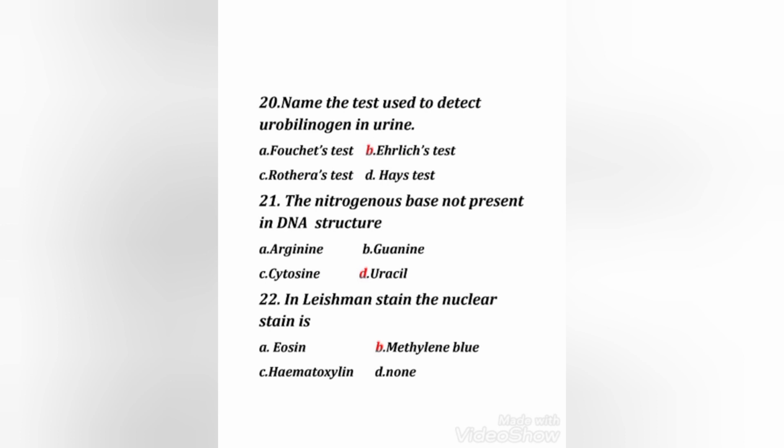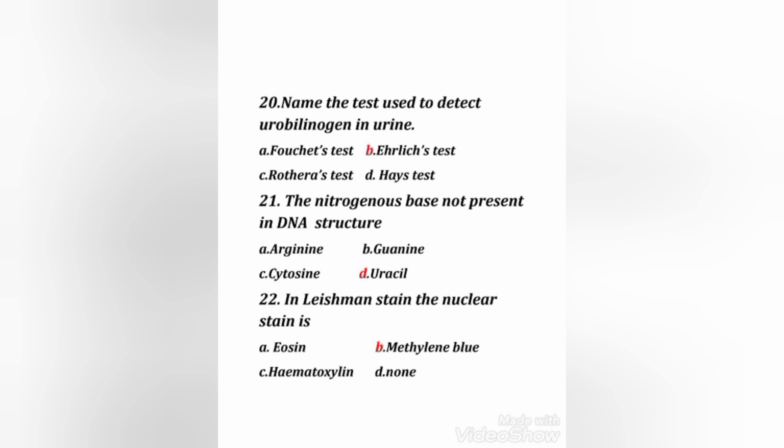Next question. In Leishman stain, the nuclear stain is eosin, methylene blue, hematoxylin, none. The right answer is option B, methylene blue. Leishman stain contains eosin and methylene blue in acetone-free methyl alcohol. Why acetone-free methyl alcohol? If acetone is present, it will destroy the cell membrane. And the function of methyl alcohol is that it acts as a fixative.